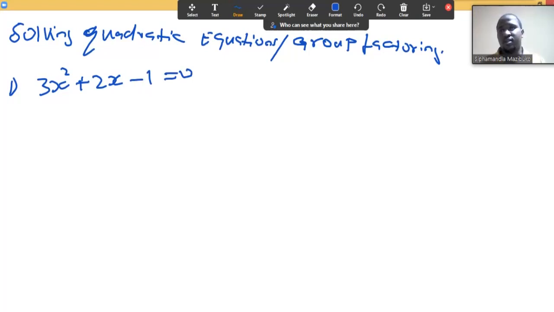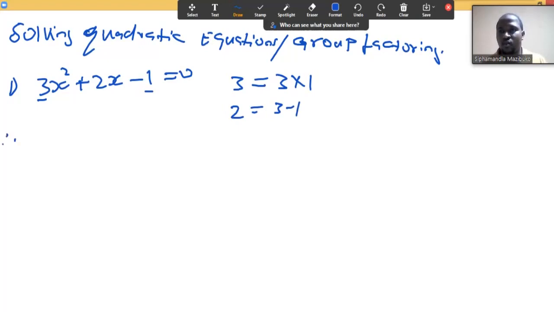In this case we need to multiply the coefficient of our first term and the last term, which are 3 and 1. So 3 is equal to 3 times 1. The factors of 3 are only 3 times 1, there are no other factors. But let's look at our middle term, which is 2x. To get 2, we need 3 minus 1. Alright, so let's look at group factoring.